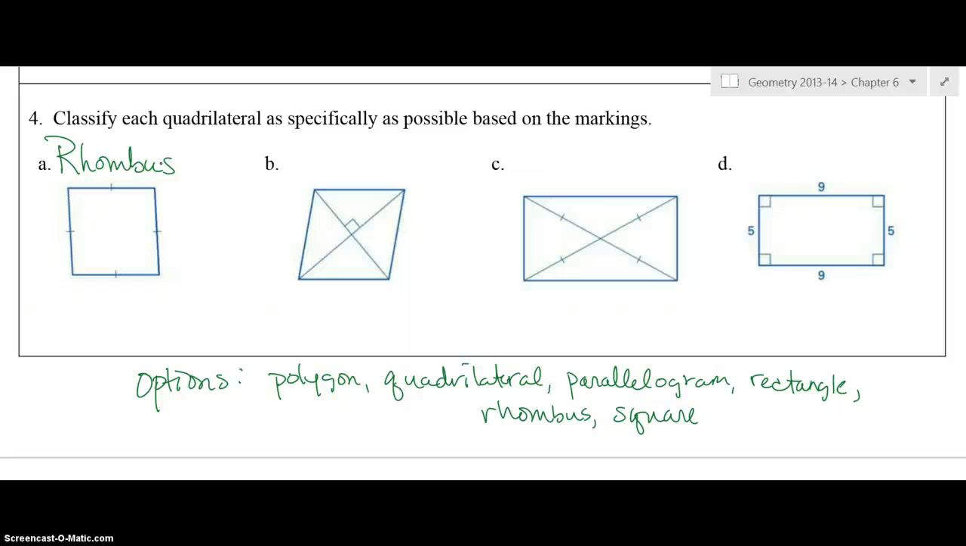We would have to know that these sides are equal. Just because the diagonals are perpendicular does not make it a rhombus. It could be a kite. We haven't talked about that, but it could be a kite. Okay? But this is a quadrilateral.